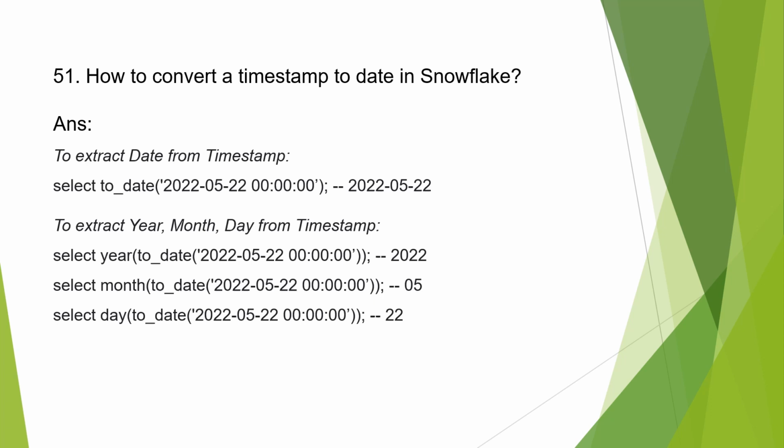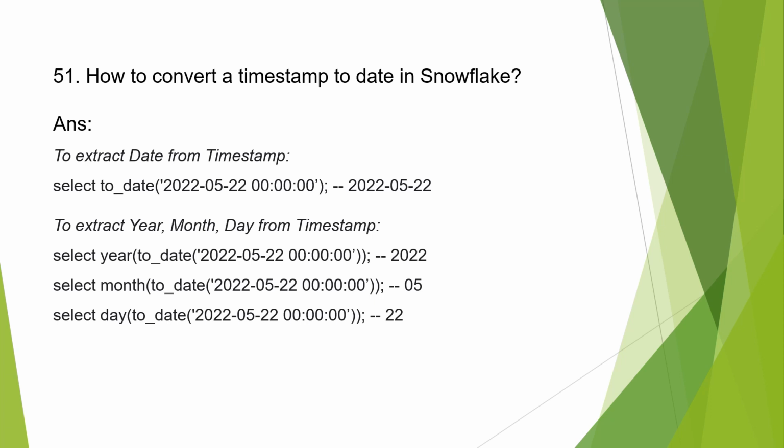And suppose if I want to extract the year or month or day from the timestamp, we can simply execute this. Select YEAR of TO_DATE of this timestamp. Select MONTH of TO_DATE of this timestamp, or a manual value or a varchar field. Or if you want to select a day, select DAY of TO_DATE of this manual value or timestamp field.